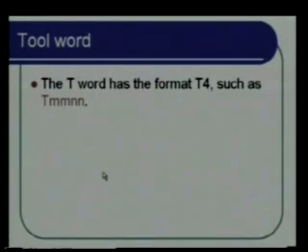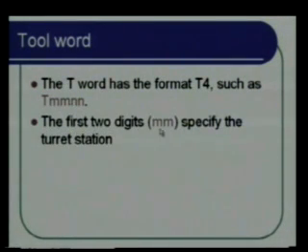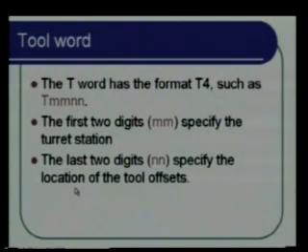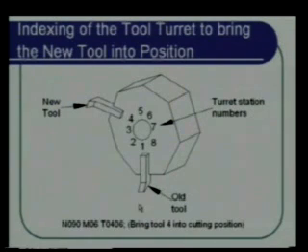Now T, same as the machining center, the first 2 digits specify the turret station and the last 2 digits specify the tool offset. So for example, if we want to change from here to here, currently tool number 1 is on, we want to bring tool number 4, so we say T04, so that the new tool will come into position.